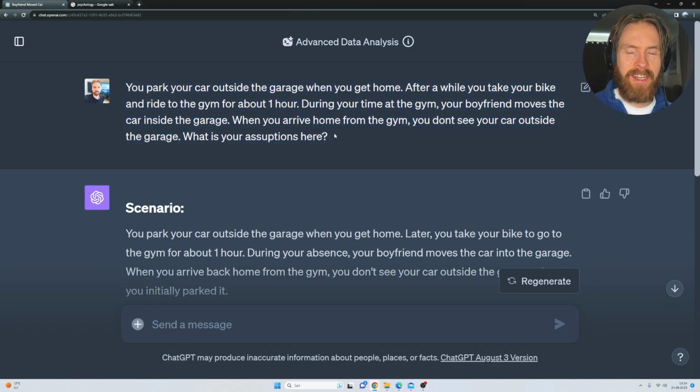My initial assumption here would be that my girlfriend moved the car inside the garage. That's pretty much my first thing on the list. Further down the list, probably, is that someone stole the car. But the highest probability is that she moved the car inside the garage.